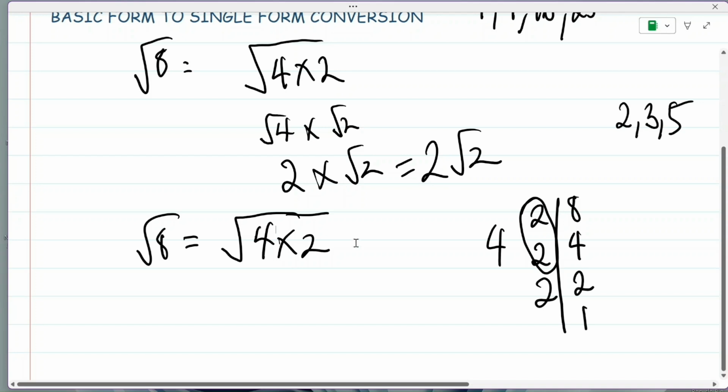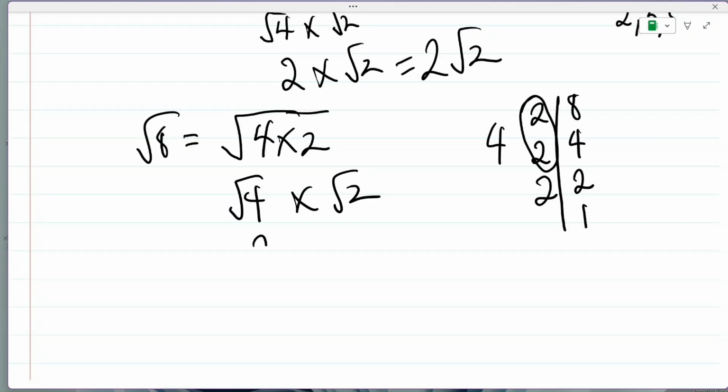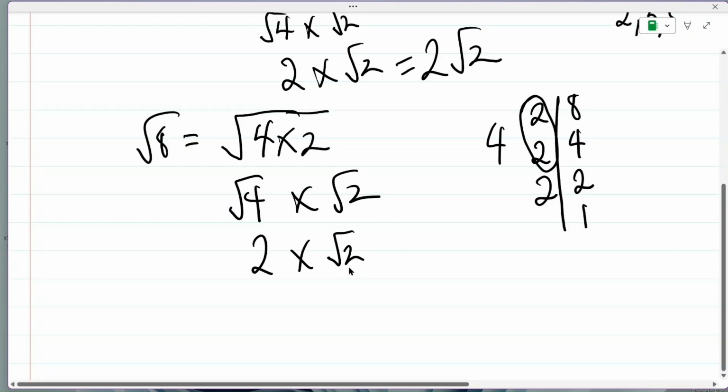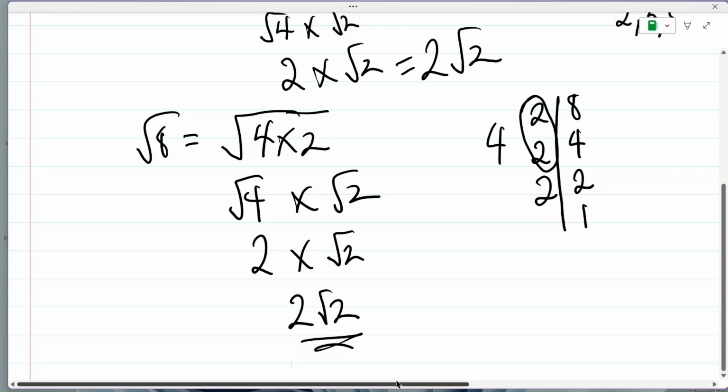And similar to this, we solve down. So we say square root of 4 times square root of 2. We give them their separate square roots. The square root of 4 is 2, times root 2. Root 2 gives you a decimal, so you leave it as root 2. You join together, that's 2 root 2. We've now solved another method, and we discovered the answer to root 8 in its basic surd form is 2 root 2.